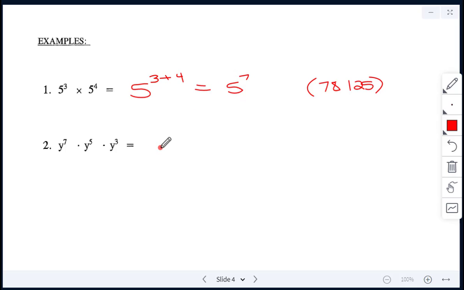All right, let's look at our second example here. So again, the base is y, the base is y, the base is y. Because the bases are the same, we can add the exponents, also because they're being multiplied together. Those dots here represent multiplication. All right, so our base stays the same, our base is still y, and we're going to add our exponents. So it becomes 7 plus 5 plus 3, which becomes y to the power of 15.